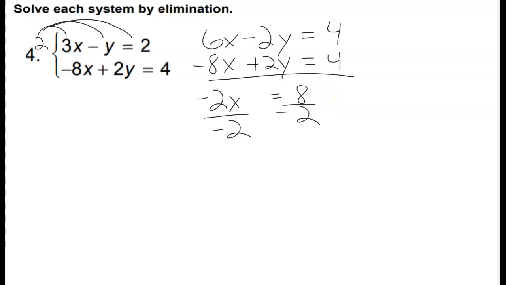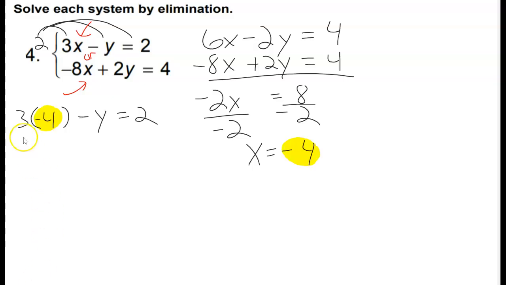We're going to divide by negative 2. 8 divided by negative 2 is negative 4. X is equal to negative 4. And then we're going to plug it back in. We can plug it into either one of these. So 3 times negative 4 minus y is equal to 2.